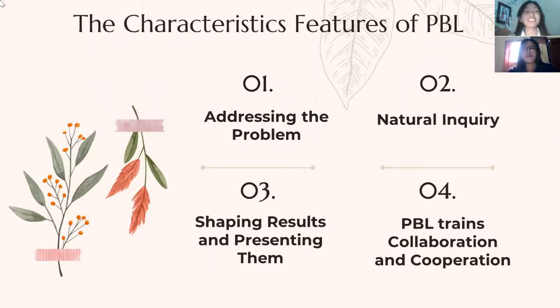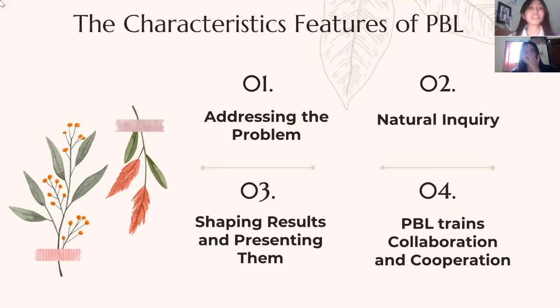The next material is the characteristic feature of problem-based learning, or PBL. Number 1 is addressing the problem. This learning model is based on setting teaching according to the problems faced by students in everyday life. This can make the learning received by students more relevant and meaningful. Number 2 is natural inquiry. The PBL method requires students to carry out natural inquiry. This is useful for creating real solutions to any problems encountered.